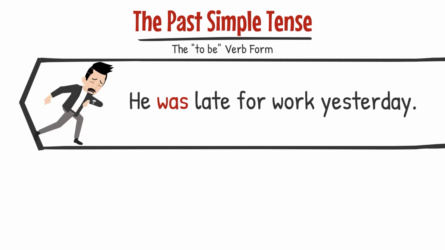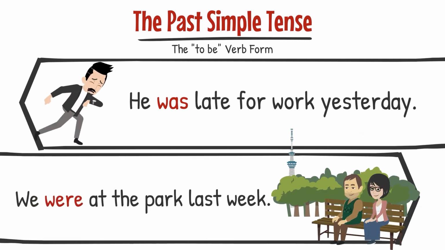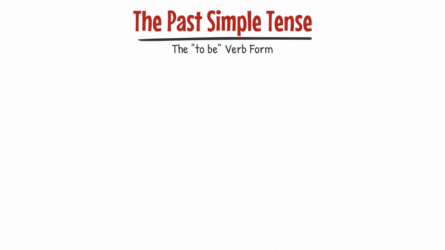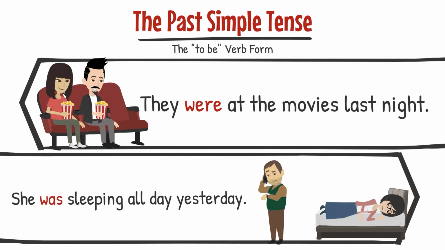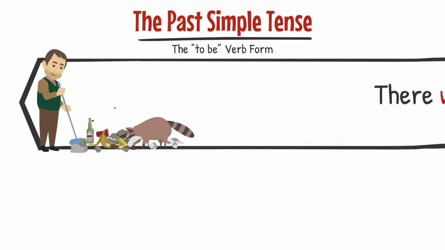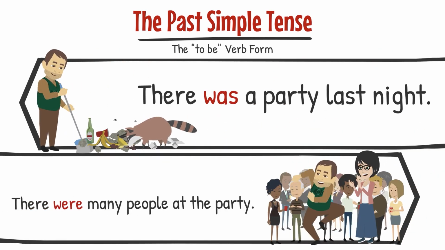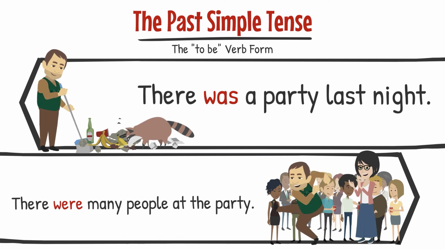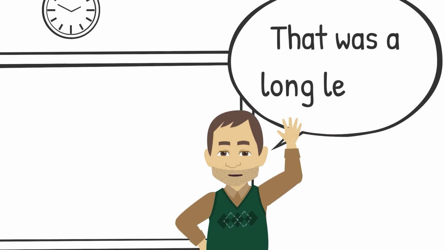He was late for work yesterday. We were at the park last week. They were at the movies last night. She was sleeping all day yesterday. There was a party last night. There were many people at the party. That was a long lesson.